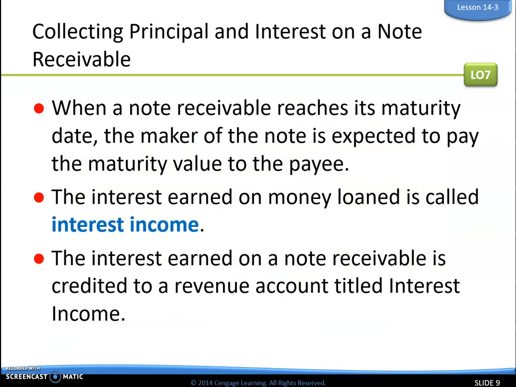When a note receivable reaches its maturity date, the maker of the note is expected to pay the maturity value then to the payee. Interest income is the interest earned on the money that is loaned. The interest earned on a note receivable is credited to a revenue account titled interest income.